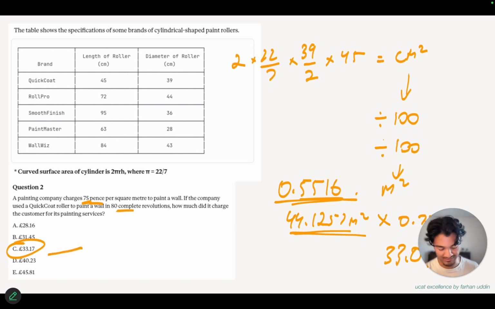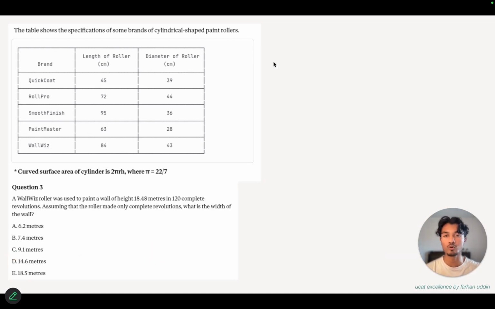So it just rounded to C. The real value here would have been 33.09. So if you got that, fantastic. And we've got one more question to go through, which is this one. So feel free to pause the video here and have a go.